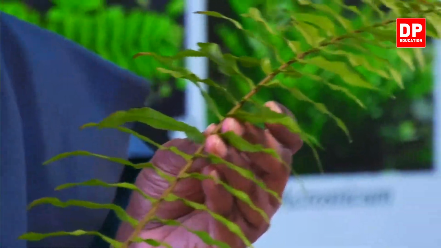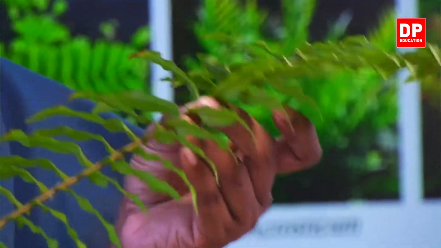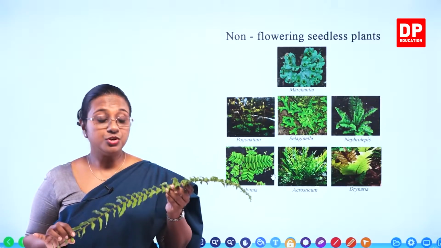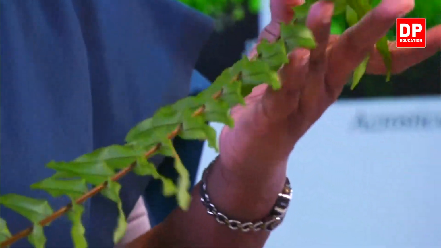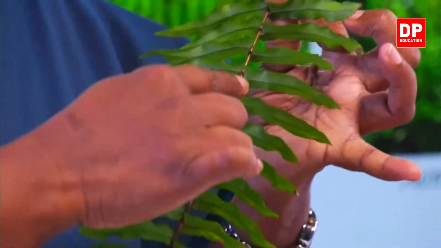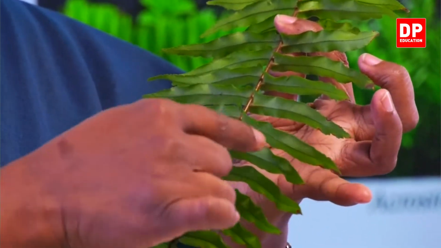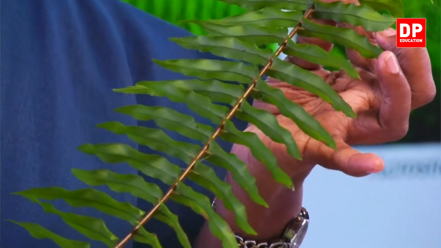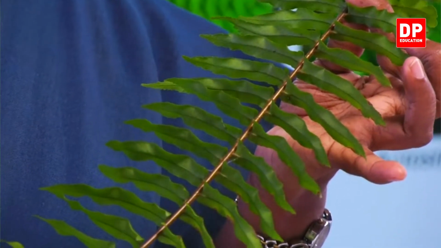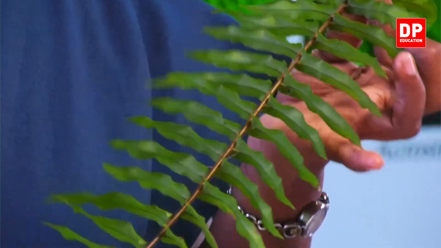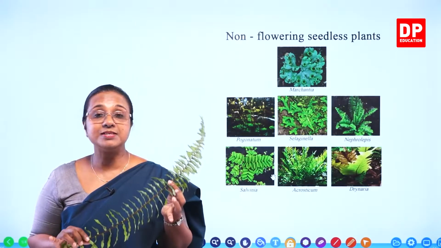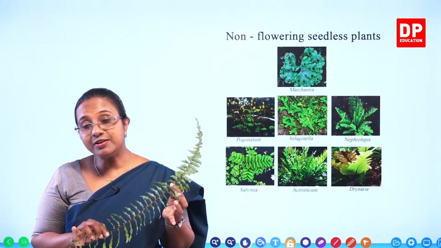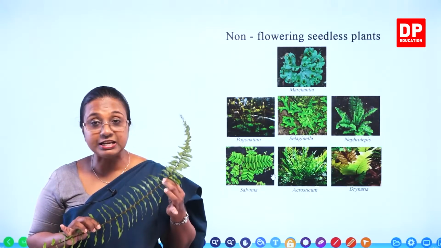If you look at this plant, they reproduce by spores. Normally when you turn the plant this way, at the back of the leaves, you will see like a line, all the spores will be arranged. You will see black color or dark brown color spots. But in this particular Nephrolepis, it's not visible. So I will show you all the spores using a different fern.